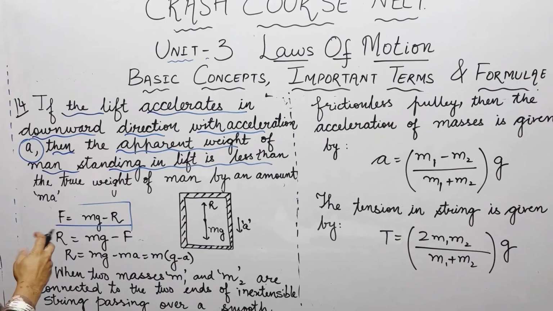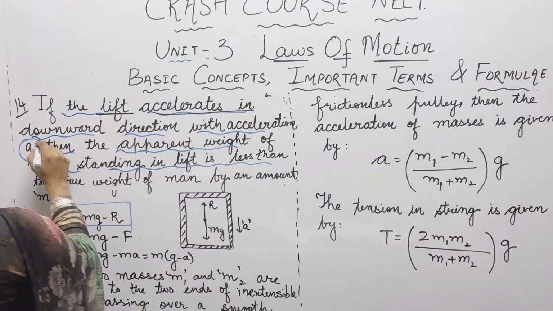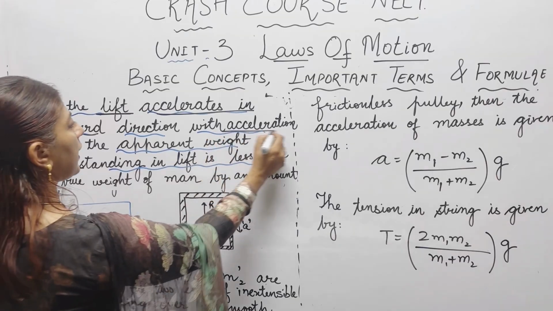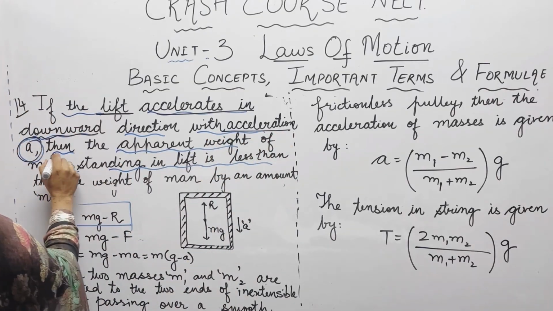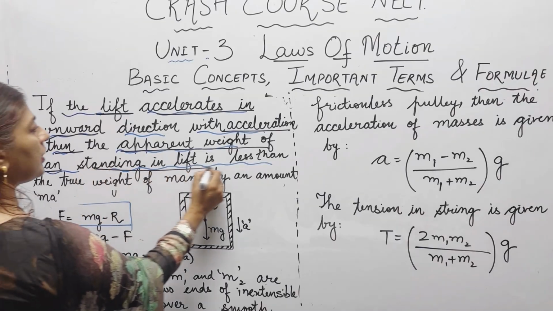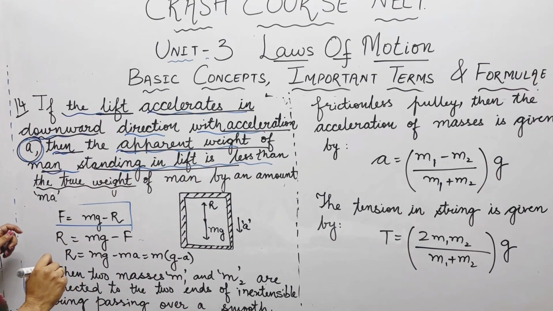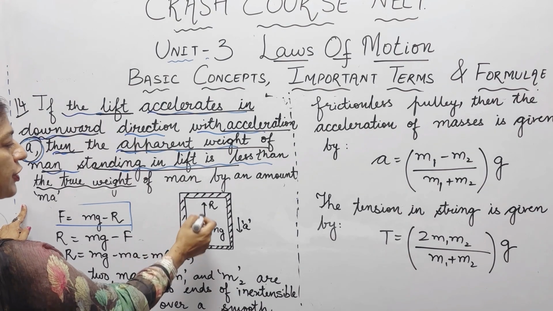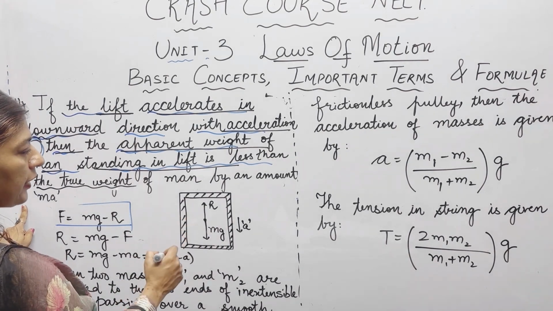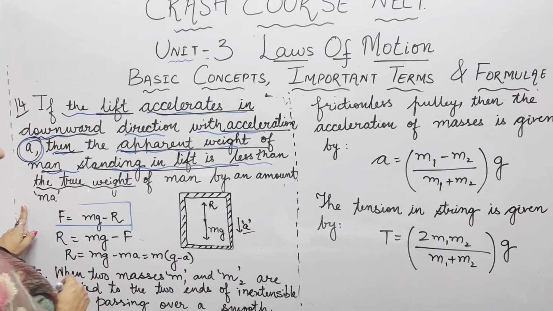Now the next condition is, if the lift accelerates in the downward direction with acceleration a, then the apparent weight of the man standing in the lift is less than the true weight. Let us see how it is so. This is the reaction R and the weight mg is acting in the downward direction. The total lift is moving in the downward direction with an acceleration a.